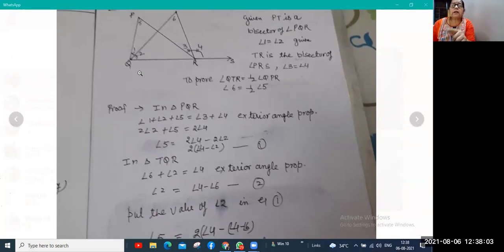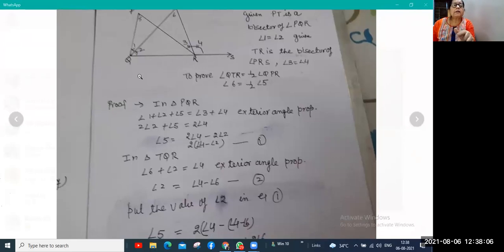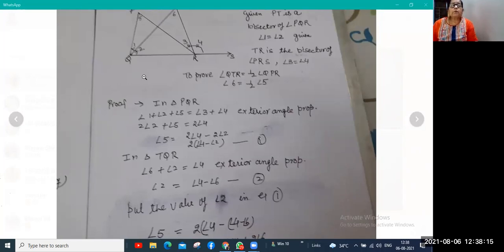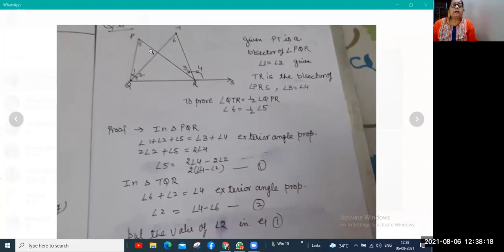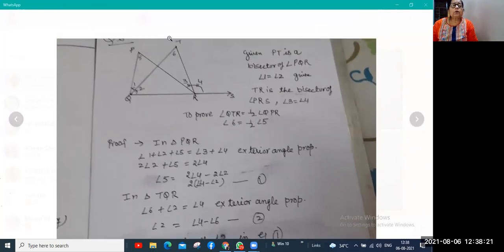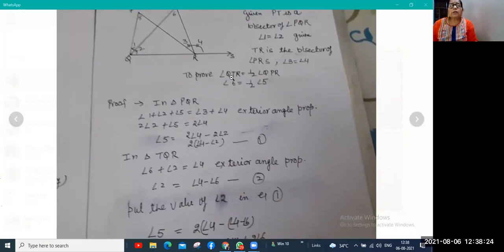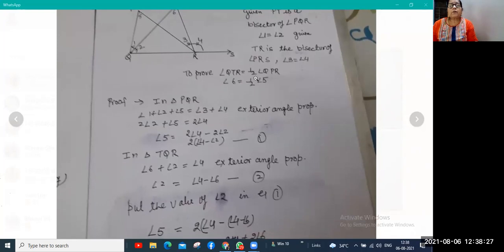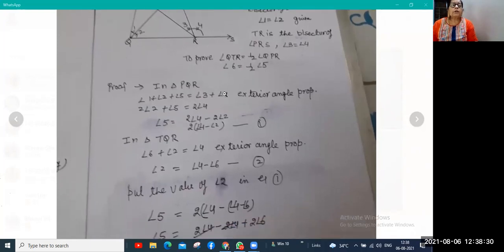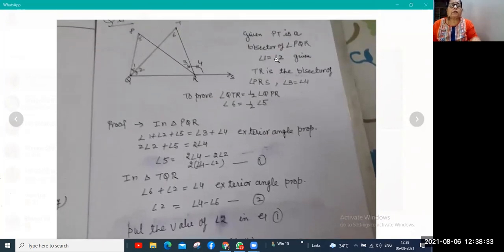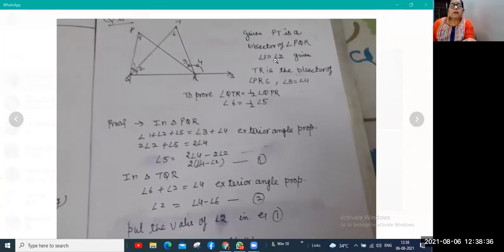Similarly, it is given that TR is bisecting angle PRS. Therefore, angle 3 and angle 4 both are equal. Now we have to prove that angle QTR, this is Q, this one is T and this is R, should be equal to half of angle QPR. By number, I have written angle QTR as 6 and angle QPR as 5. So you have to prove that angle 6 is equal to half of angle 5.